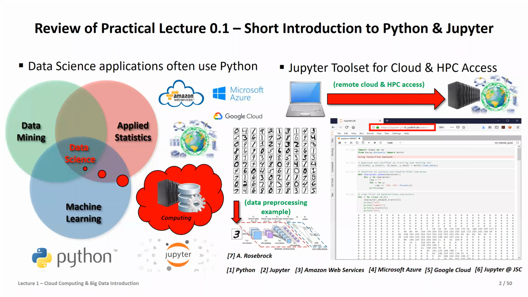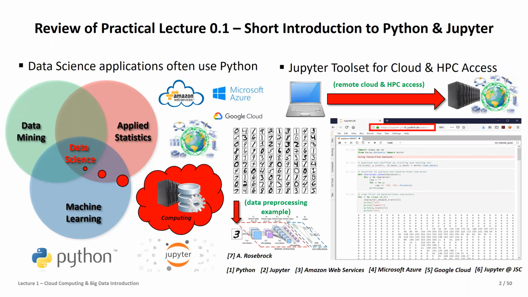And now we had a very practical idea last time and thought, okay, when we want to use this cloud, how do I do a remote cloud access? It should be simple. I don't want to be installing lots of things. Perhaps a browser would be good. And we found that the Jupyter toolset is just perfect for this.